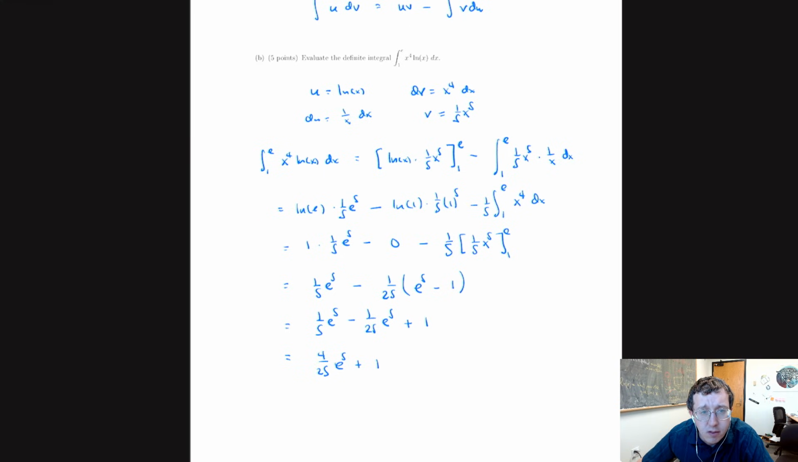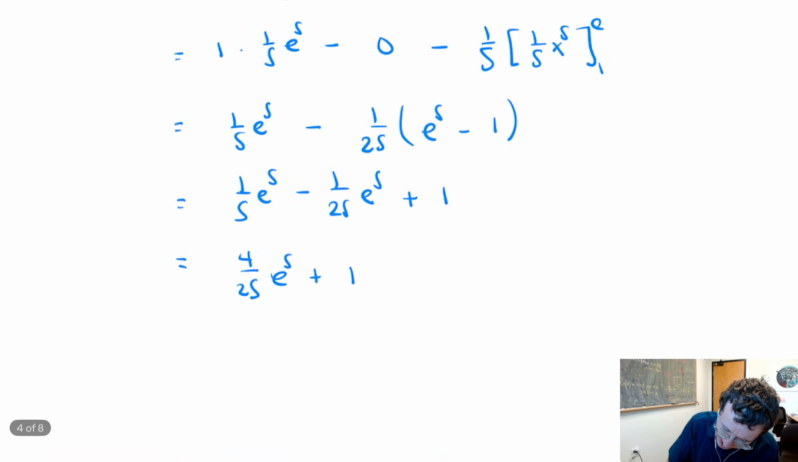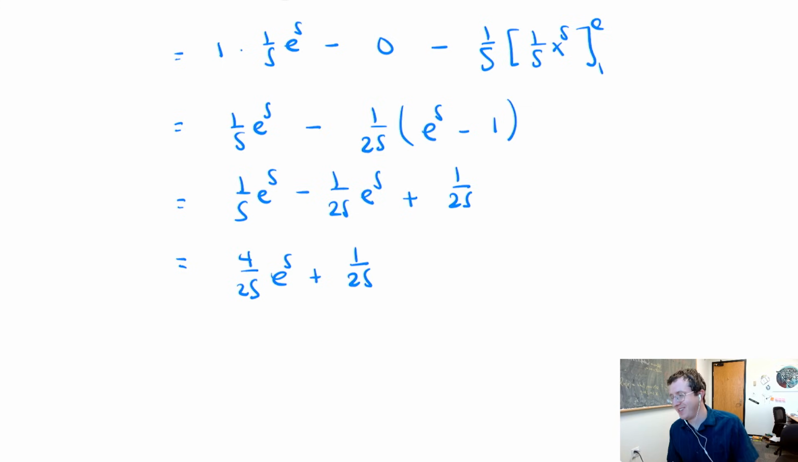Four 25ths e to the fifth plus 1/25. Oh, okay. I made one small mistake at the end, which was I didn't distribute the 1/25 to that constant term. There we go.